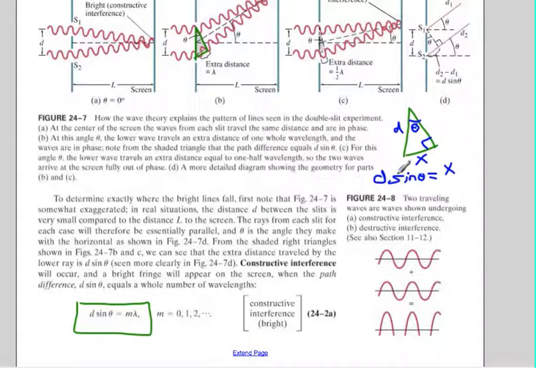So that was just me talking a little bit about why that works and why you get bright patches where you have an integer multiple of the wavelength equal to the spacing between the slits times the sine of theta. It's kind of a crazy relationship, but it does make sense. It's just a little tiny bit of geometry, really. Okay, let's see what else we have.